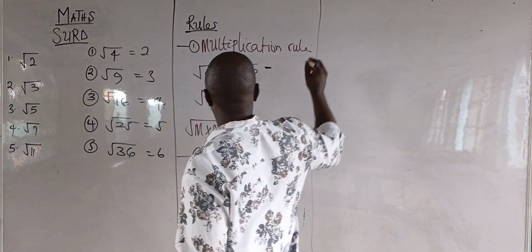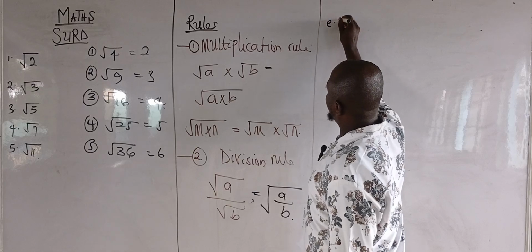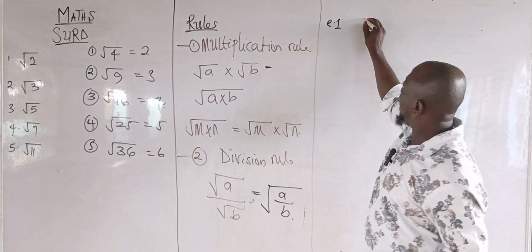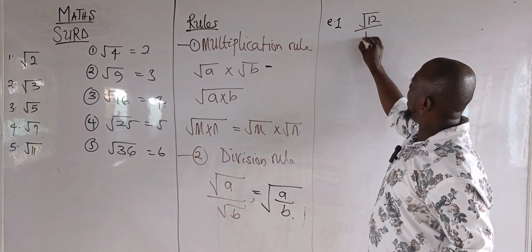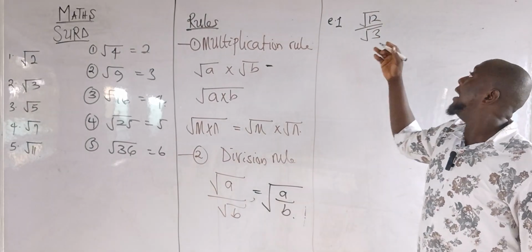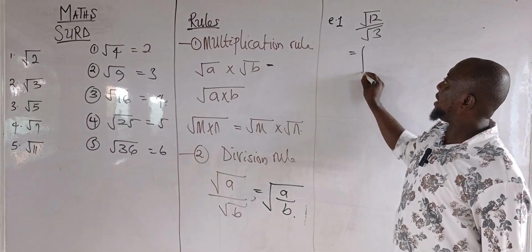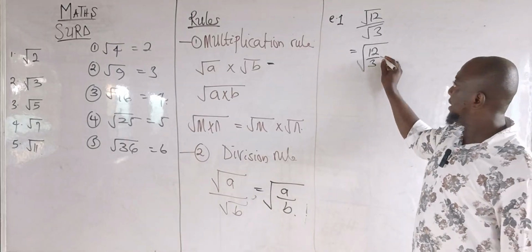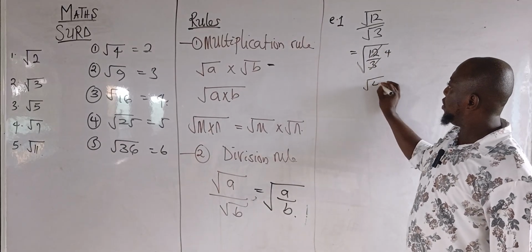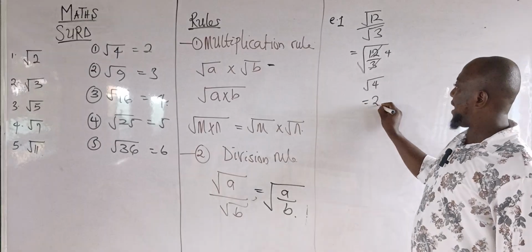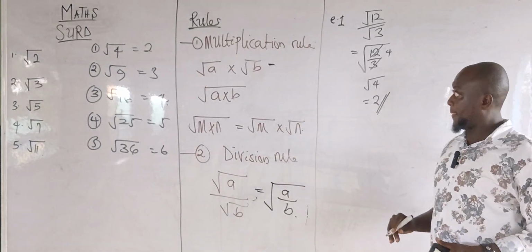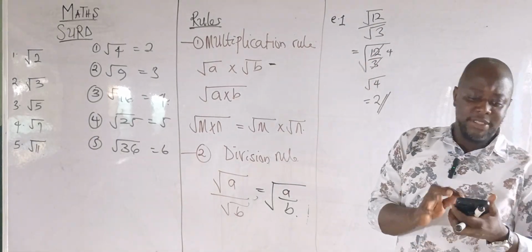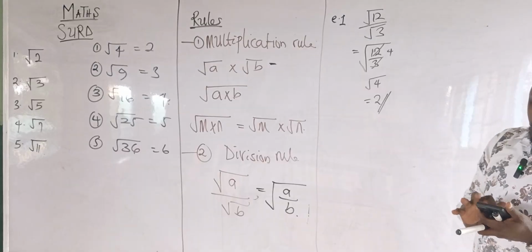So for this division rule, let me give you one example. If I have 12 over root 3 like this, yes, I can. The first step I would take is to bring both numbers under one root, making the root 1 like this. Then this takes care of this. Yes, 4. So what is the root of this? My answer is 2. Yes, this is correct. Make the root 1, then you divide, and then you proceed to getting your answer.